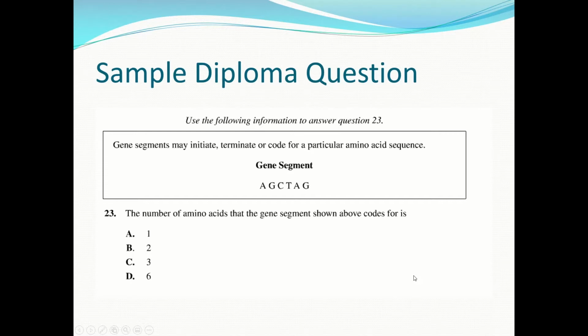Okay, so gene segments may initiate, terminate, or code for an amino acid sequence. The number of amino acids in the gene segments shown for the code above. So we'll look up ACG. And if you look up ACG, it is threonine. And you look up TAG. Where's TAG? TAG. Oh, it's stop. So if we're looking for the number of amino acids, there's actually 1 amino acid here. Got to be careful with that.